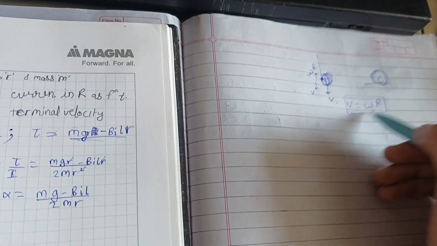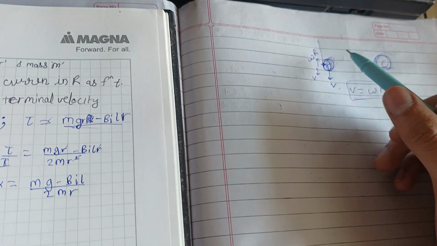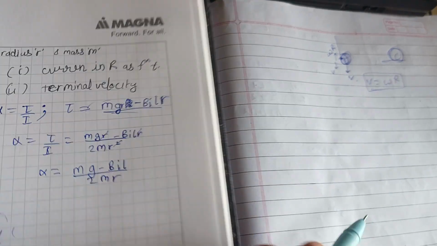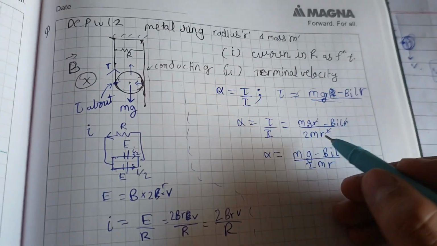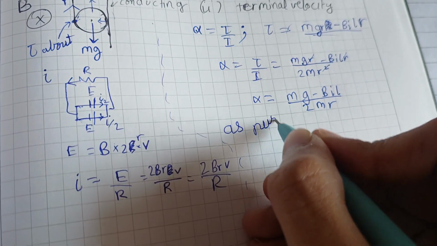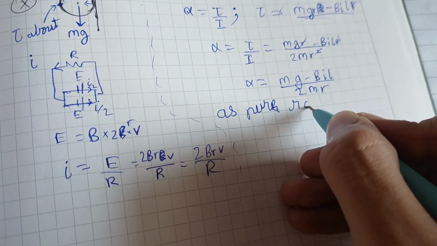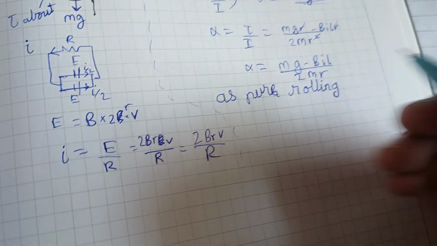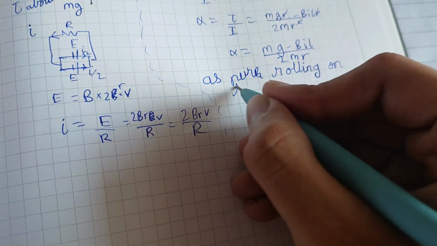This was derived earlier also, no need to derive it again. If you know it, it's very good. So I'm here using the same result as pure rolling on a string.